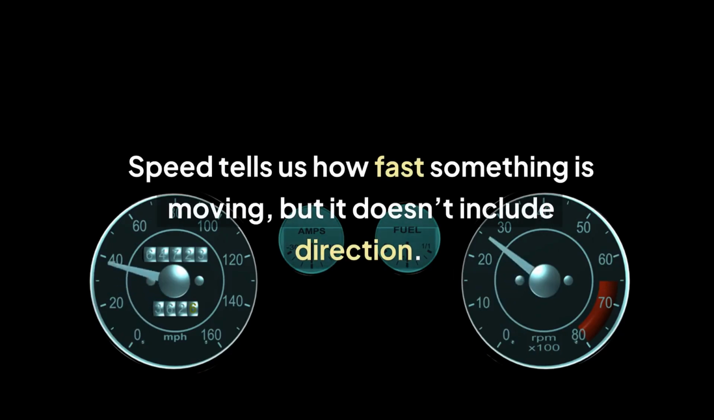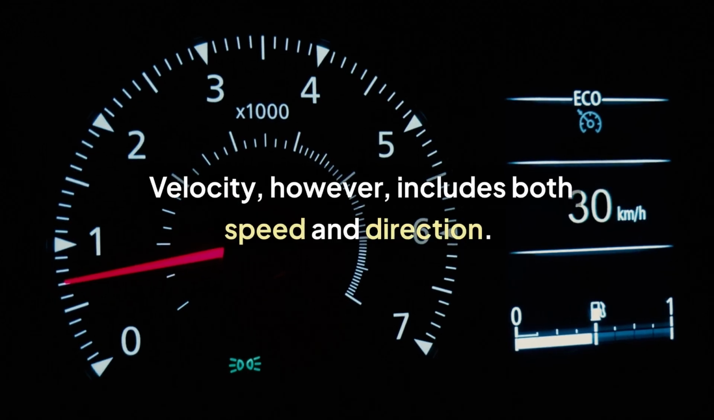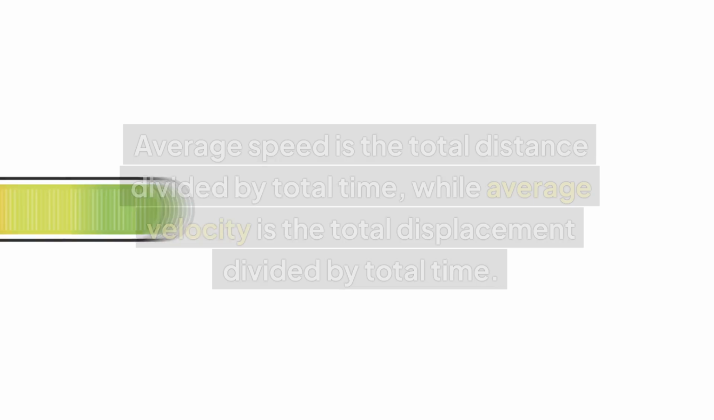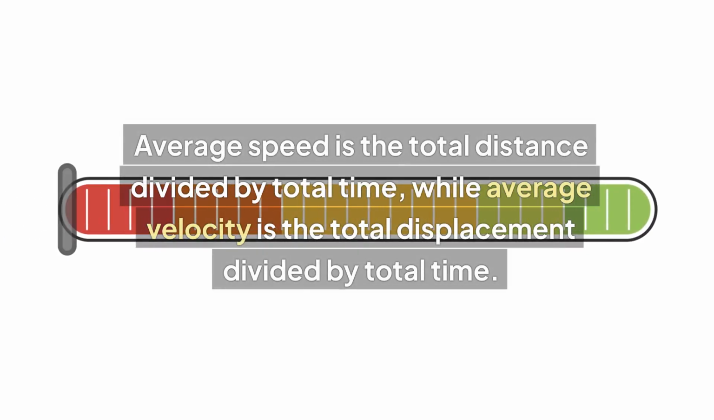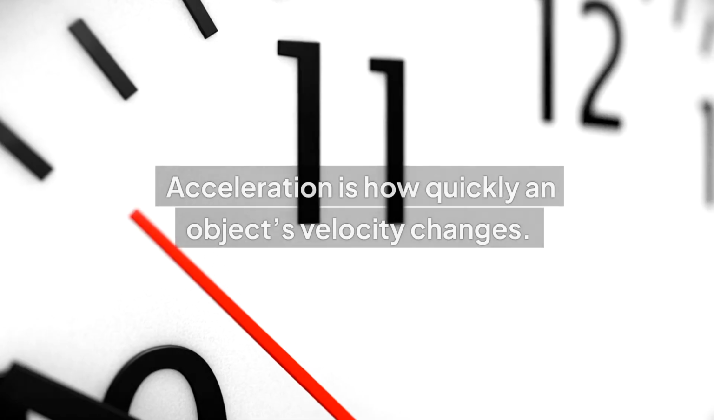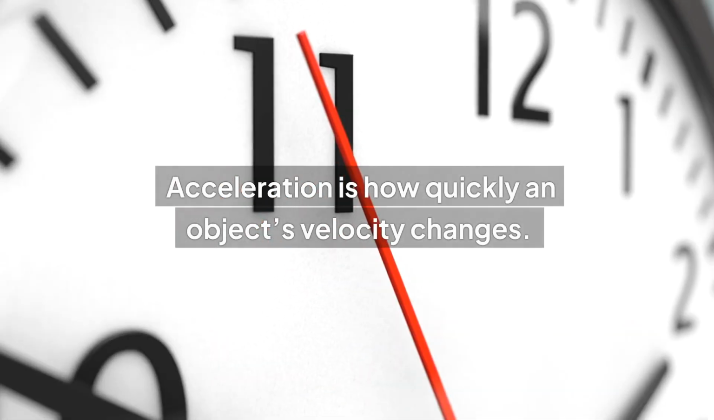Speed tells us how fast something is moving, but it doesn't include direction. Velocity, however, includes both speed and direction. Average speed is the total distance divided by total time, while average velocity is the total displacement divided by total time. Acceleration is how quickly an object's velocity changes.